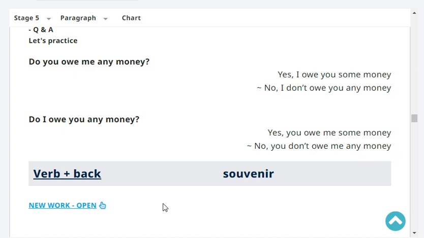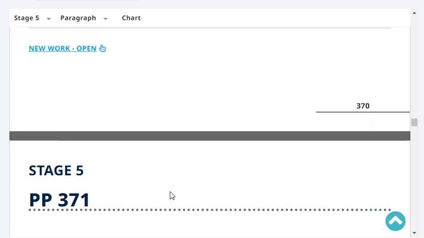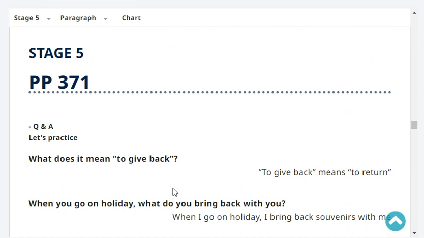Yes, you owe me some money. Very good. What does it mean to give back? To give back means to return. Right, when you go on holiday, what do you bring back with you?